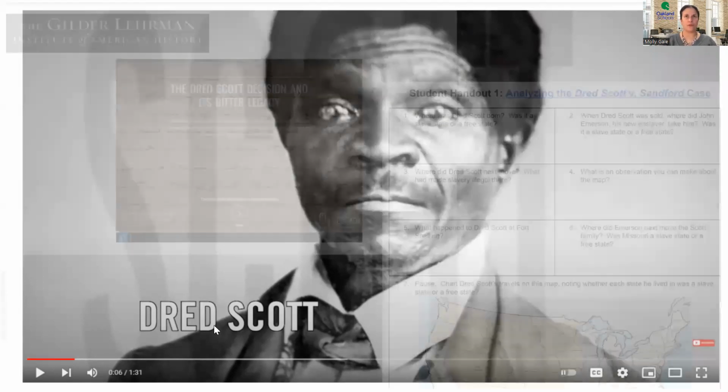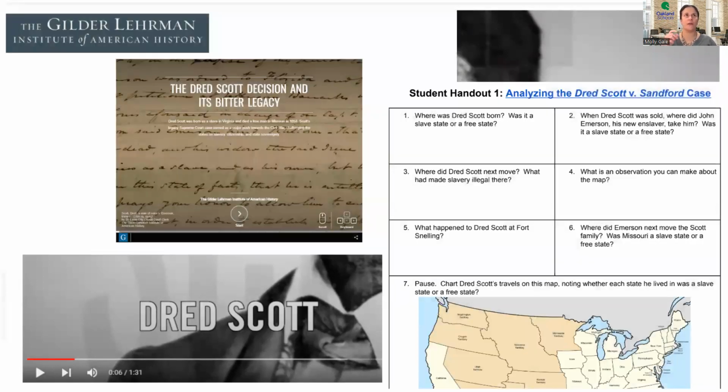Then what students do is this really, I think, rich and interesting activity where they dive into the Gilder Lehrman Institute's online exhibit about the Dred Scott decision and its bitter legacy. That's the title of the exhibit. As students work their way through this amazing digital exhibition, and they're looking at primary sources, secondary sources, and photos and maps, it's very interactive. They have a graphic organizer, which you're seeing right here, that helps them work their way through the exhibit and draw out evidence and analyze the case. And there is a teacher guide for that provided again as well, so it's completely filled in for the teacher.